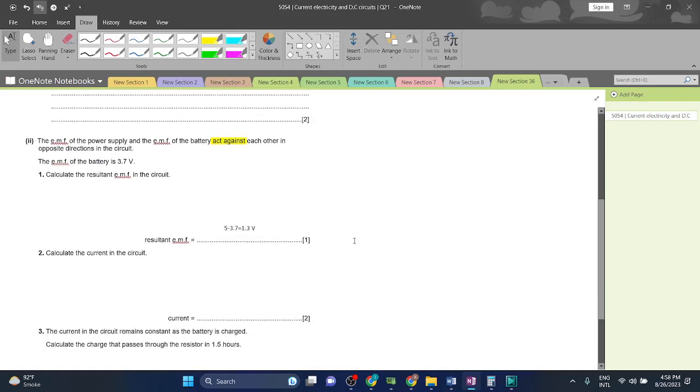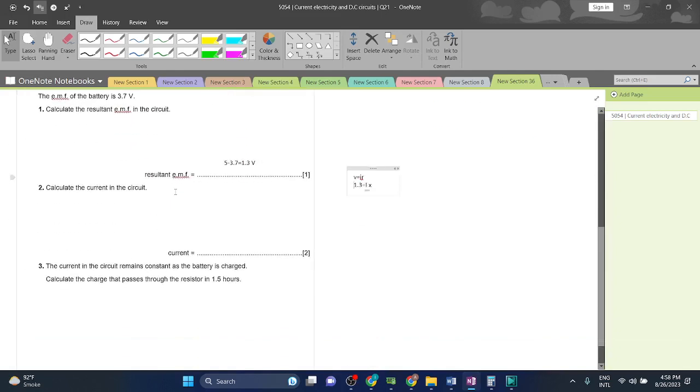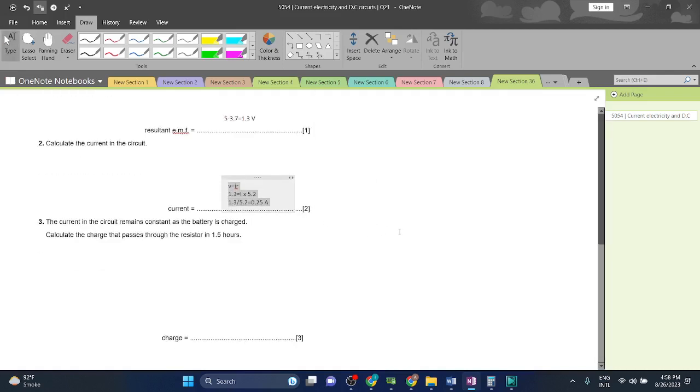Calculate the current in the circuit. The current in the circuit will be calculated using the formula V equals IR. What do we have for V? We take 1.3, because that's the resultant EMF, equals I, which we have to find out, into R, which is 5.2. So 1.3 divided by 5.2 will be equal to 0.25 amperes, which is the current. Moving ahead.